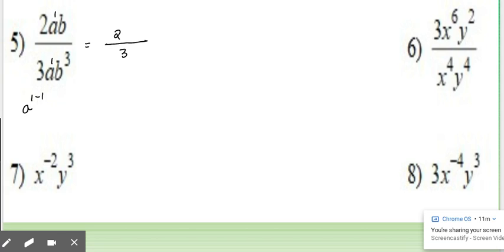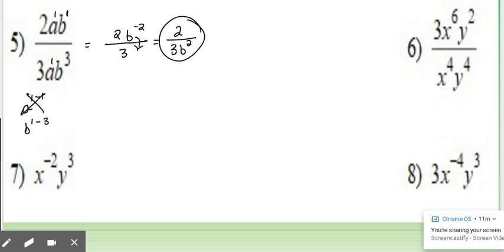1 minus 1 is 0. So remember, if it's 0, it's gone. The b's are divided, so I need to subtract. 1 minus 3 is negative 2. And I have a negative exponent to take care of. It's on the top, so I move it to the bottom. So I end up with 2 over 3b squared.